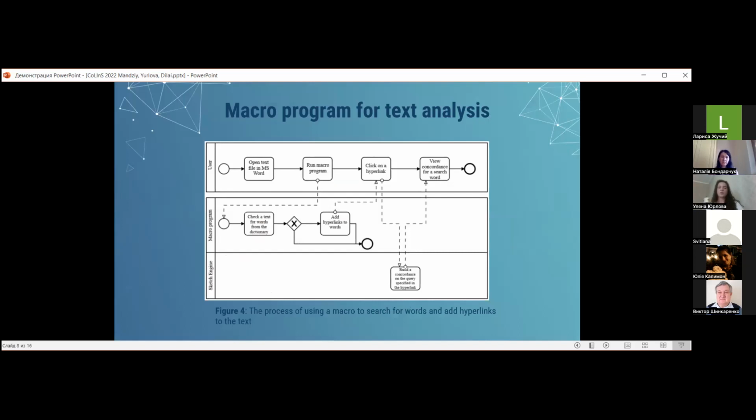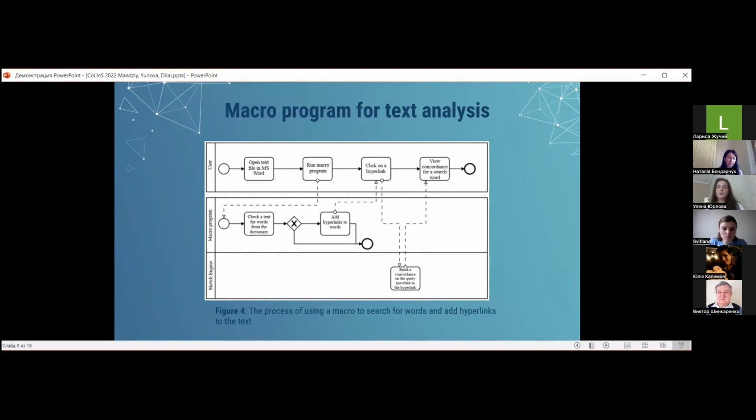We have also developed a macro for text analysis, which will allow the user to quickly use the database of the English-Ukrainian parallel corpus of IT texts to translate their own text in the Microsoft Word editor. We have used the Visual Basic for Applications environment to build the macro program. The macro searches the text for words given in the glossary of the key IT terms and adds hyperlinks to the corresponding concordance in Sketch Engine.